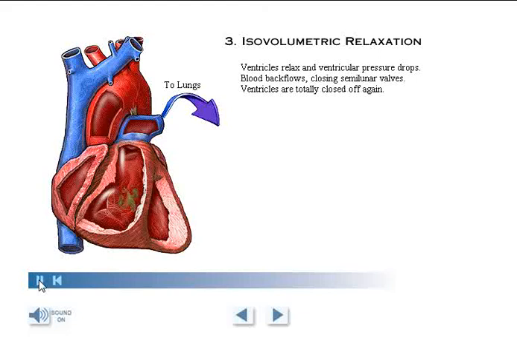In the third phase of the cardiac cycle, isovolumetric relaxation, the ventricles relax and ventricular pressure drops. Blood in the aorta and pulmonary trunk backflows toward the heart, closing the semilunar valves. The ventricles are totally closed off again in this isovolumetric relaxation phase. Click the ventricles to return to diastole.